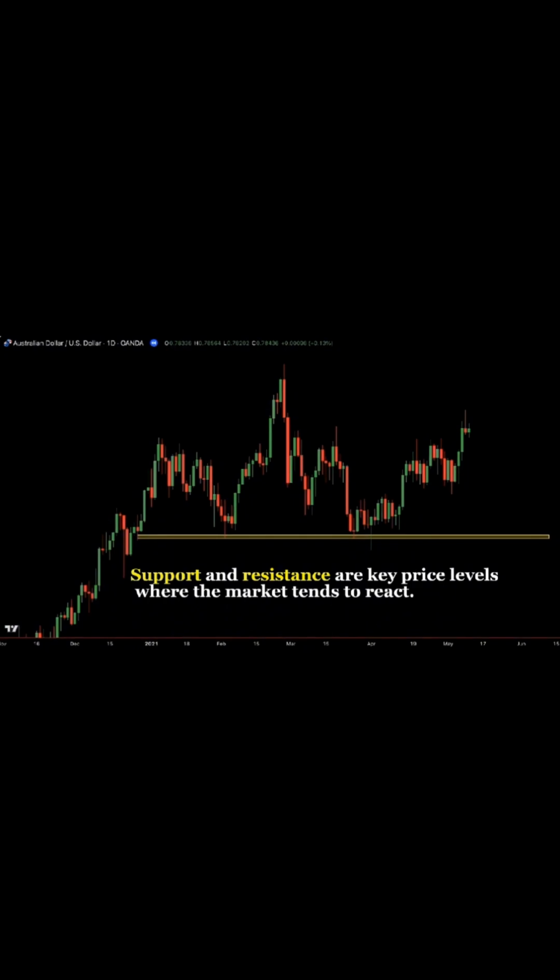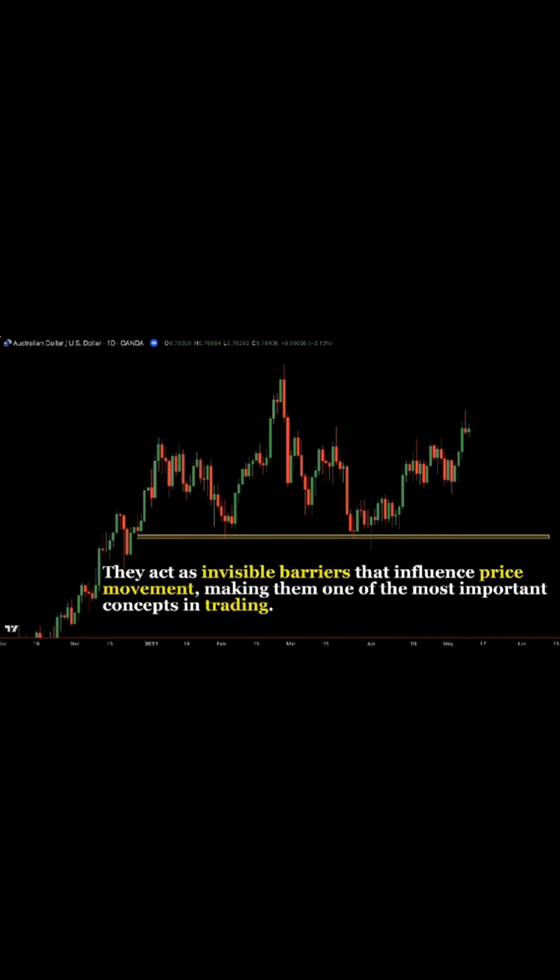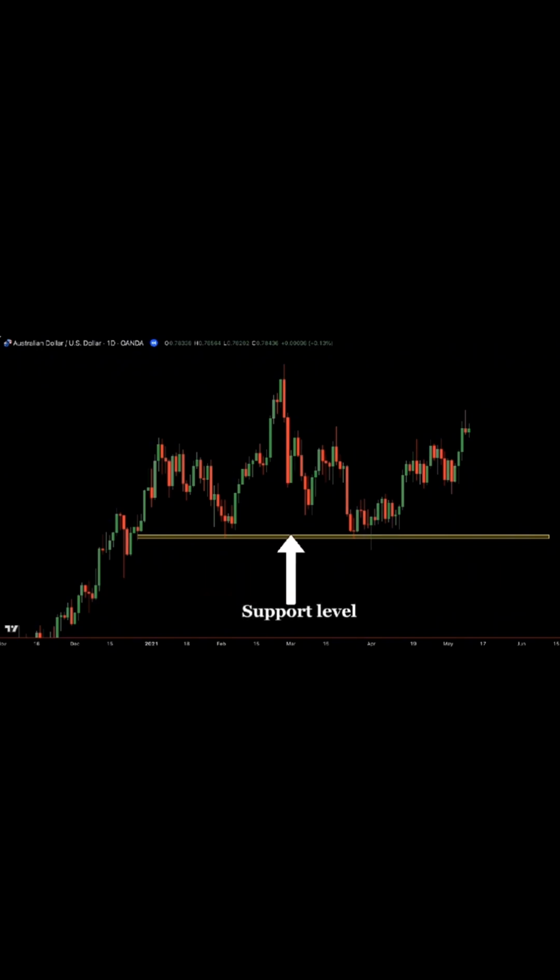Support and resistance are key price levels where the market tends to react. They act as invisible barriers that influence price movement, making them one of the most important concepts in trading. Support is a price level where the market stops falling and bounces back up. It represents an area where buyers step in, preventing the price from going lower. When price reaches support, it often reacts by reversing or slowing down before making its next move.